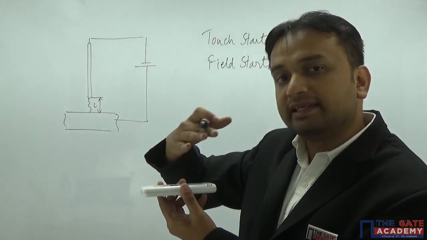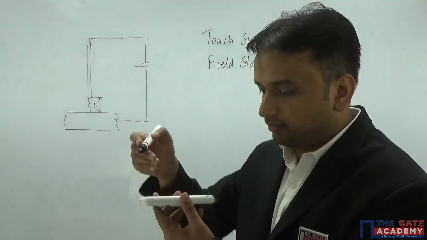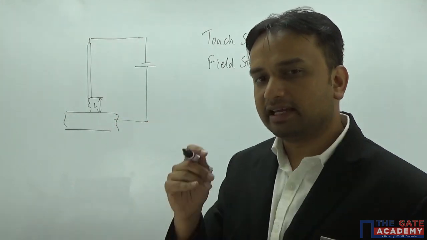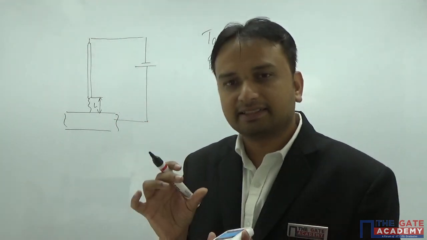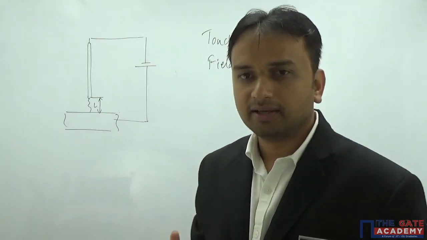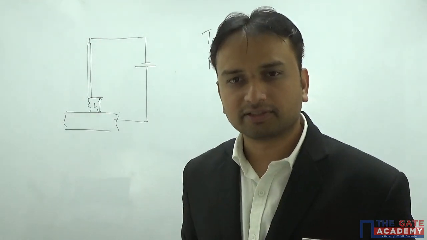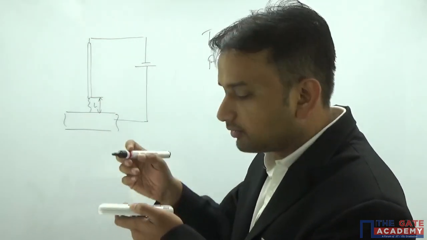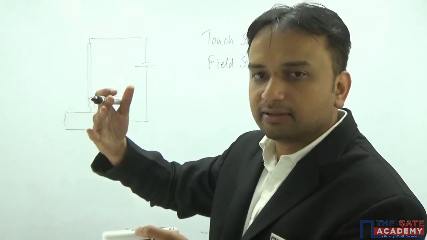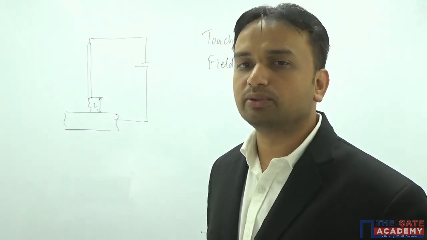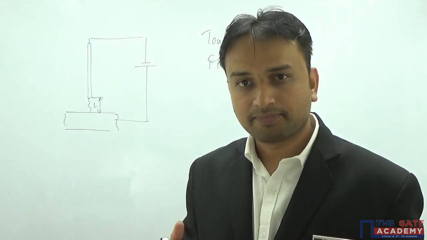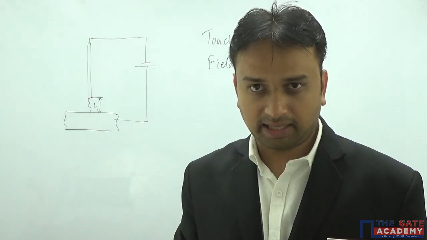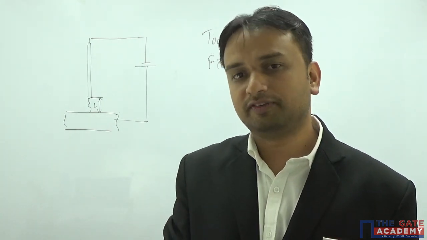Then you will increase the potential difference. Nothing happened. Again, nothing happened, right? Because ionization requires a huge amount of potential difference. A little bit of potential difference is not going to ionize even this amount of air column between electrode and workpiece. So you will keep on increasing the potential difference, and there will be a threshold value of the potential difference at which the arc will strike. And this is the arc initiation through field start.